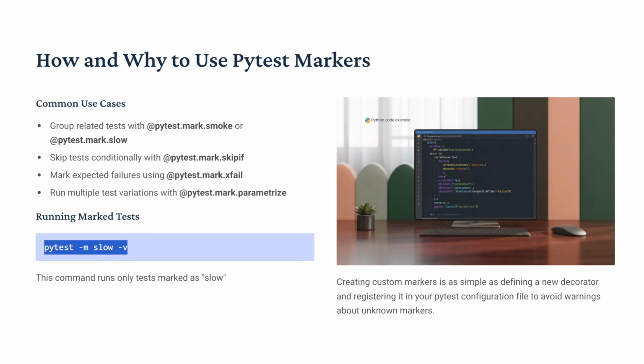Running marked tests includes the command pytest -m slow -v. This is a command that you run, and it runs only tests marked as slow. Creating custom markers is as simple as defining a new decorator and registering it in your PyTest configuration file to avoid warnings about unknown markers.